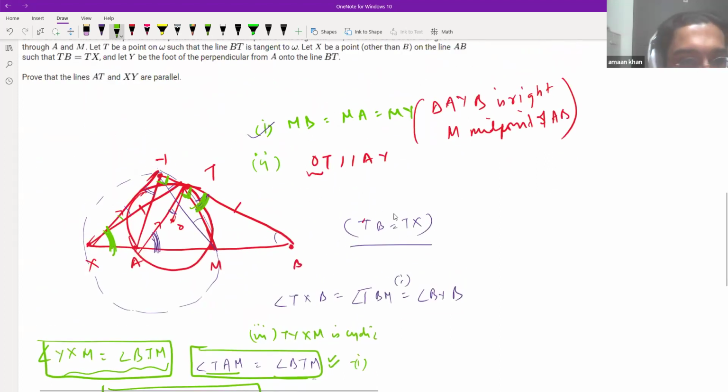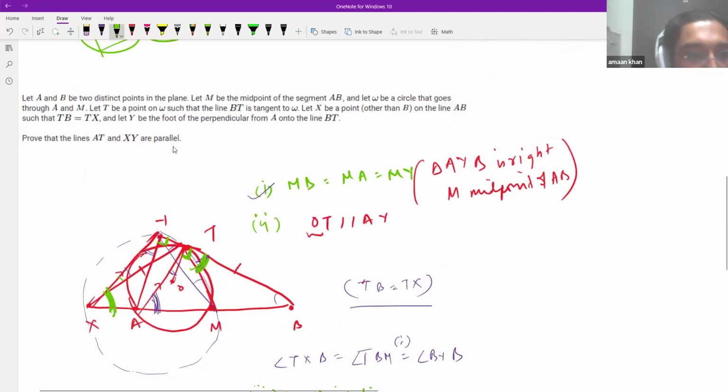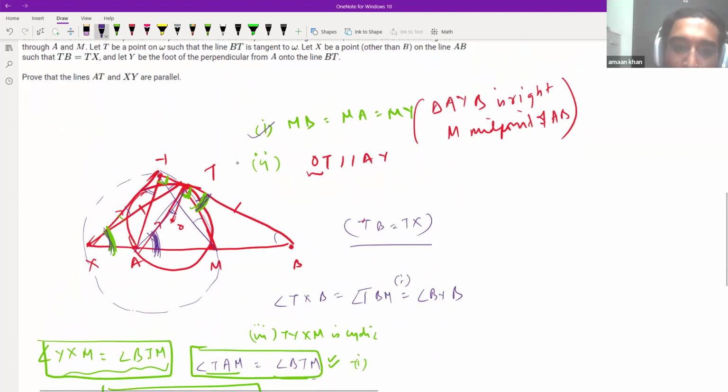Also, if you want, I could have motivated this even if we tried to work backwards. Suppose you try to work the problem backwards. You start off by assuming that AT and XY are parallel. Then you know that these angles need to be equal, so you need to show somehow that these angles are equal. And then you say that TAM is equal to BTM because of the tangent thing. So that's how you figure out that TYXM must be cyclic. It's not a really random guess to show that this is cyclic.